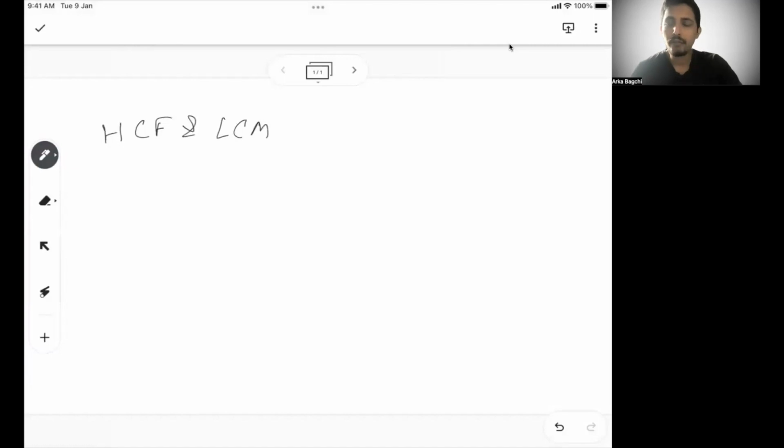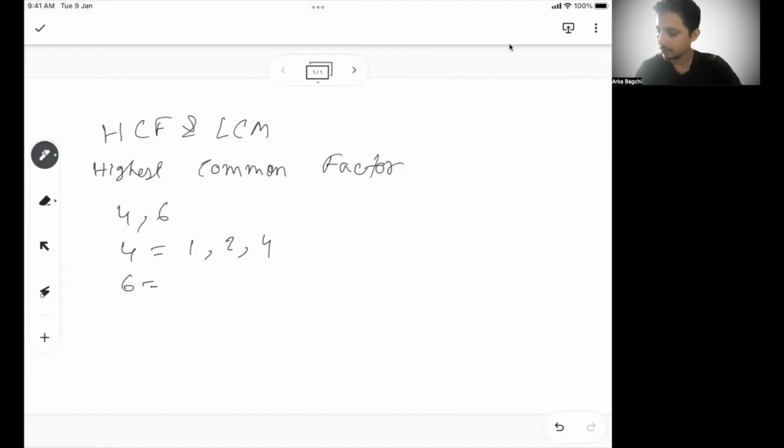So these are HCF and LCM. Now, what is HCF? HCF is highest common factor. So for example, if I have two numbers, let's say 4 and 6. 4 has the factors of 1, 2, and 4. 6 has the factors of 1, 2, 3, and 6.